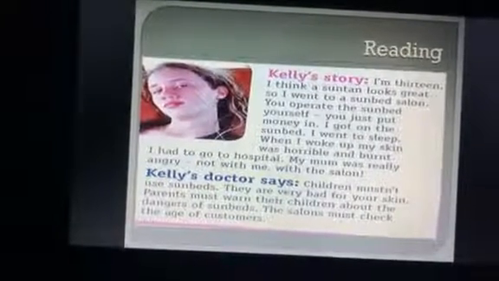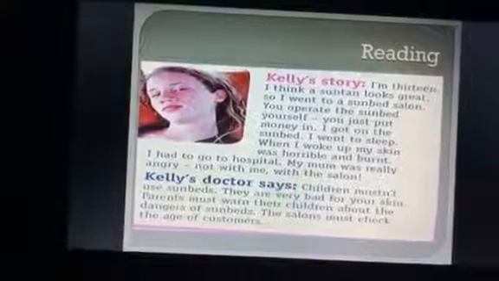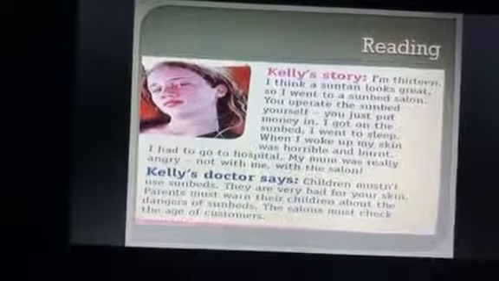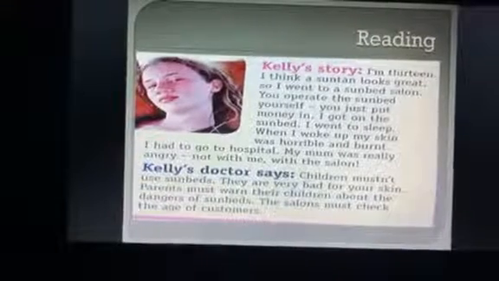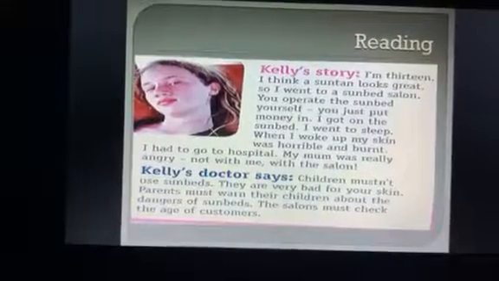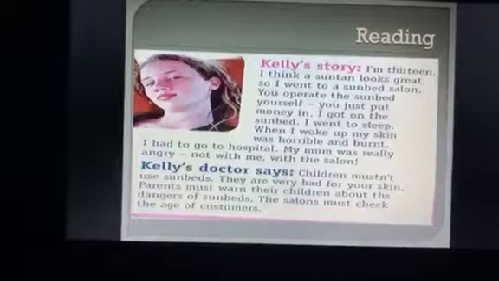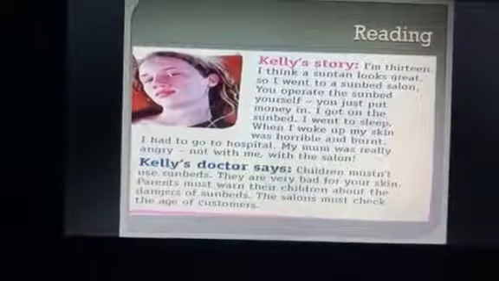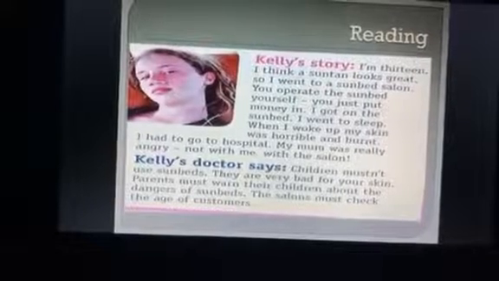Kelly's story. I'm 13. I think a suntan looks great, so I went to a sunbed salon. You operate the sunbed yourself. You just put the money in. I got on the sunbed. I went to sleep. When I woke up, my skin was horrible and burned. I had to go to hospital. My mom was really angry, but not with me, with the salon.